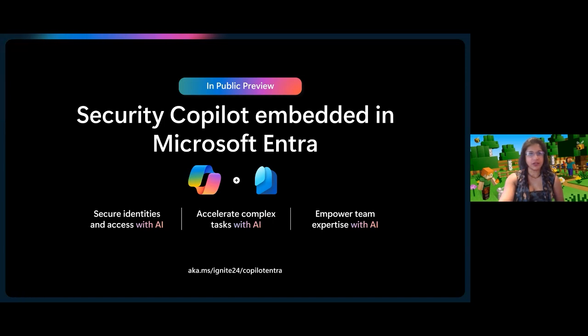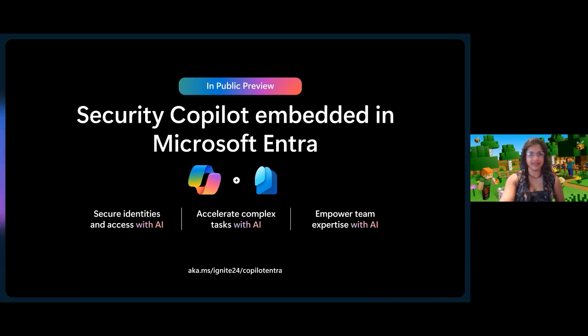Next, let's look at Security Copilot embedded in Microsoft Entra. Security Copilot can help you secure your identities and access with AI, accelerate your complex tasks and workflows with AI, and further empower your team with upskilling and faster ramp up using AI, because you can use natural language. You don't have to know what the APIs are, where the blades are, which product to go to. Copilot does that for you. At Ignite, we launched a set of public preview scenarios, and you can read more about it at our blog at the link shown here.